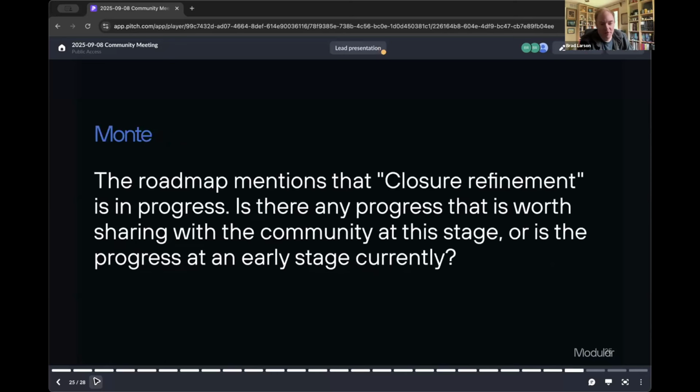Roadmap mentions that the closure refinement is in progress. Is there any progress that is worth sharing with the community at this stage, or is the progress in an early stage currently? Dennis, I know we're making some exciting advancements here. Anything you want to share? I was just chatting with Steffi on the side. She's working on that project. So she's reluctant to share the syntax as of yet, but I think it's safe to say that sometime in October, there will be a forum post with a new syntax for closures, with a proposal, and then we can have exciting discussions about how to refine that syntax with all of you. Maybe we'll get there before October, but I'm not sure I can promise that.